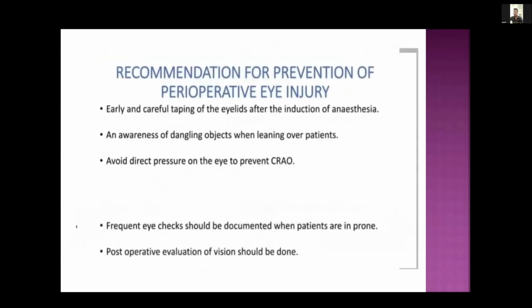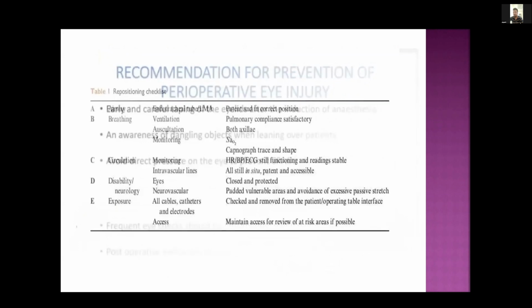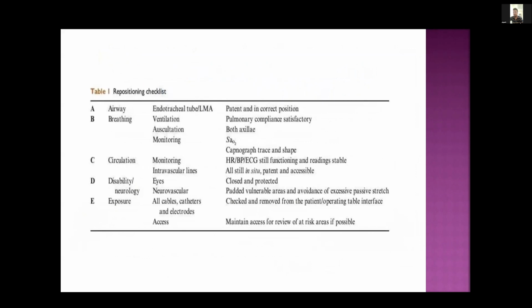To prevent perioperative eye injury, early and careful taping of the eyelids after induction of anesthesia should be done. Any dangling objects should be watched. Avoid direct pressure on the eye to prevent retinal artery occlusion. Eyes should be checked frequently and documented when the patient is in prone position, and post-operative evaluation of vision should be done.